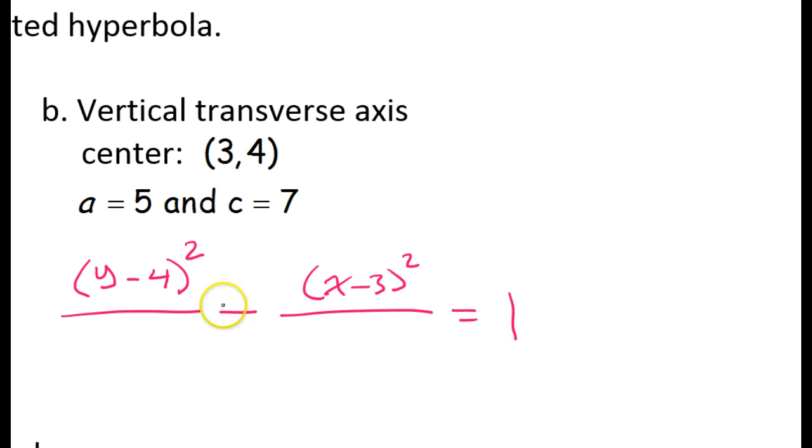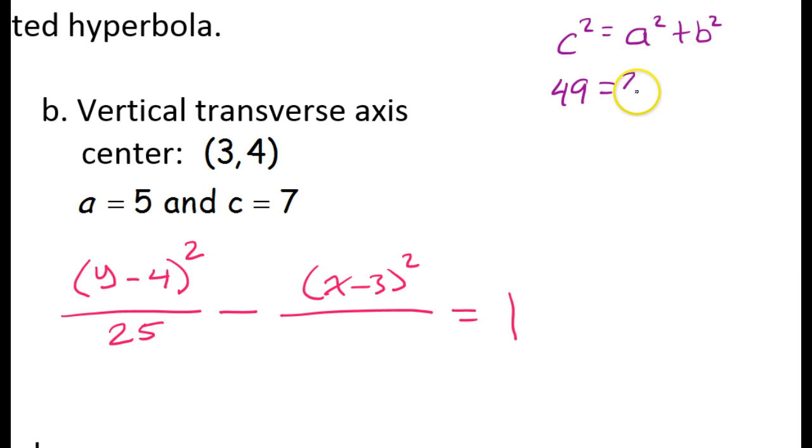We know it's always equal to 1. The first denominator, the positive denominator, is always a squared. So since a is 5, this will be 25. The second denominator is going to be b squared. They didn't give us b this time. They gave us c. But that's okay. That'll just take a couple extra steps. We know that c squared is equal to a squared plus b squared for hyperbolas. So since c is 7, c squared is 49, a squared is 25.